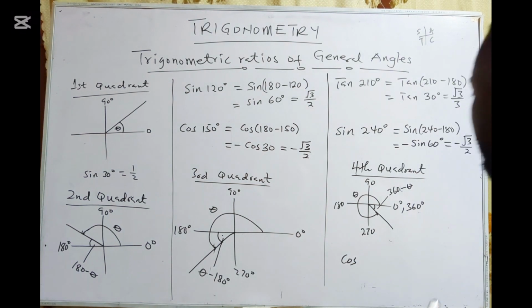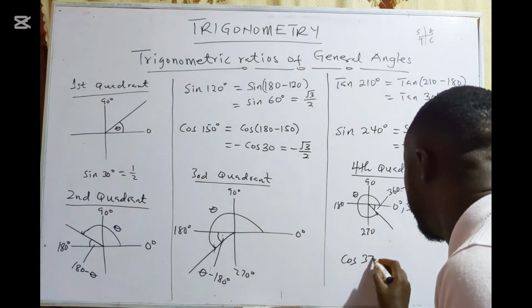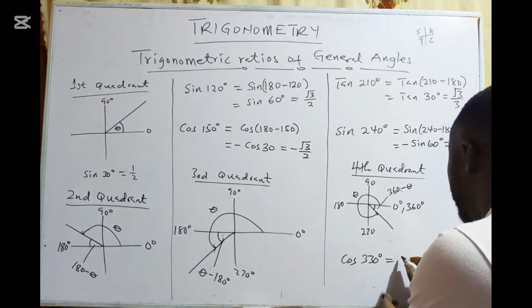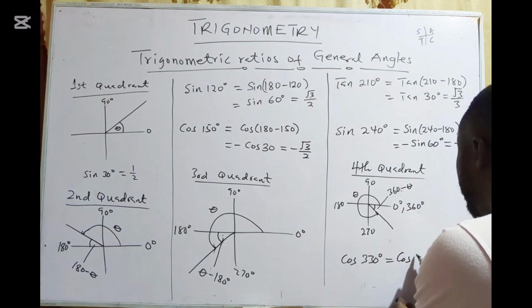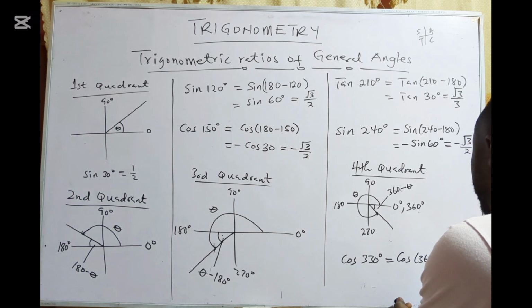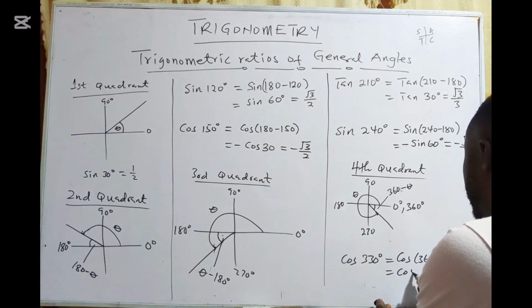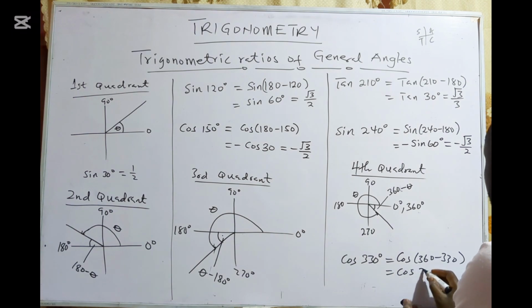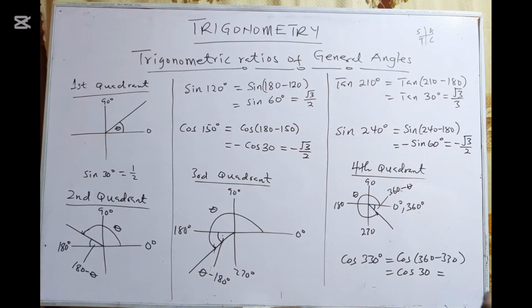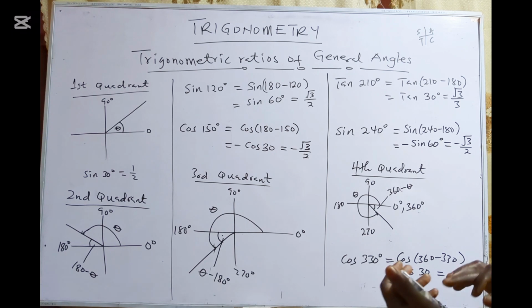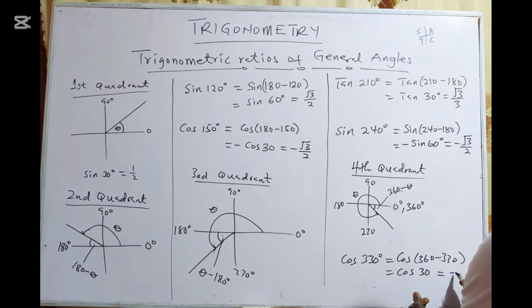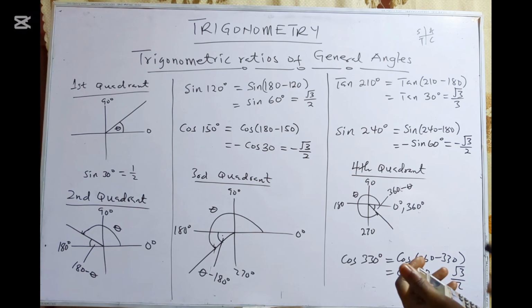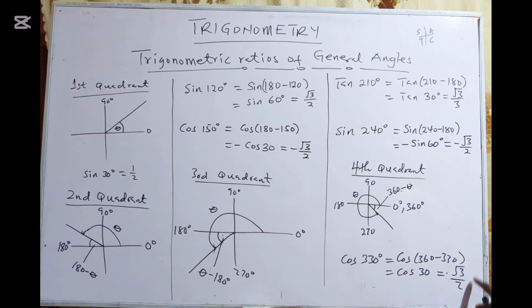If I have cos 330 degrees, then that will be what? It's between 270 and 360. So cos of 360 minus 330, and that will give us 30. And because cos is positive in the fourth quadrant, there will be no negative. So cos 30 will give us root 3 on 2. It means that if you press cos 330, you get the same root 3 on 2. Is that okay?